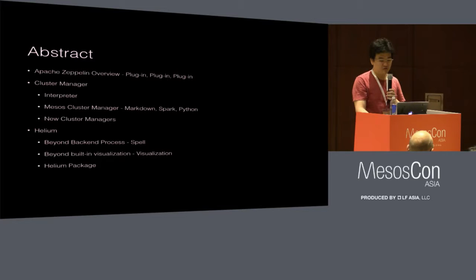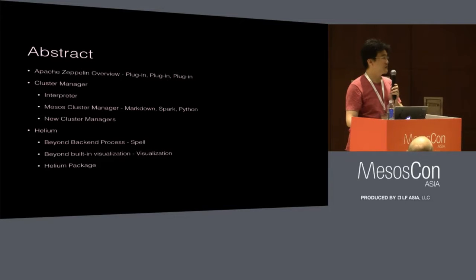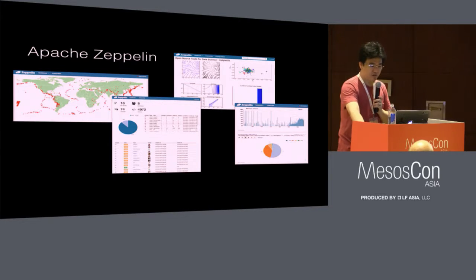There are three main parts. One is the overview of Apache Zeppelin. The second one is the cluster manager, which is related to the Mesos cluster environment, and the last one is Helium, a newly introduced visualization framework in Apache Zeppelin from the next major release. Let's start with Apache Zeppelin.